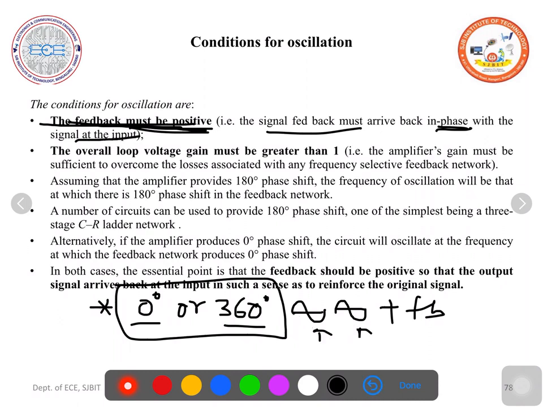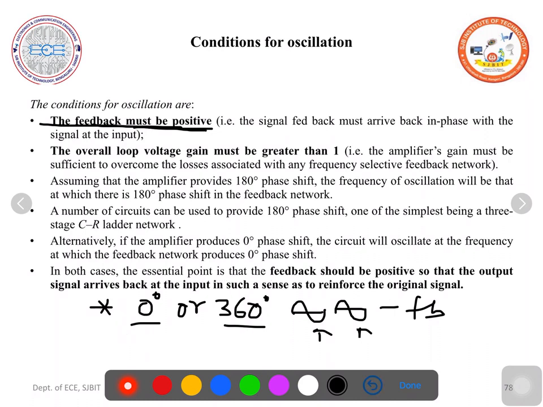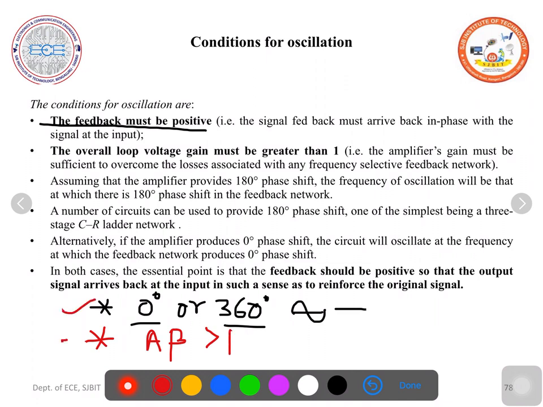Then let us see what is the second condition. The overall loop voltage gain must be greater than 1. The overall loop voltage gain A beta must be greater than 1. So if you remember these two, then definitely you can write these sentences. A beta is nothing but the overall loop voltage gain. So A beta must be greater than 1. That is, the amplifier's gain must be sufficient to overcome the losses associated with any frequency selective feedback network. So you should remember these two conditions.